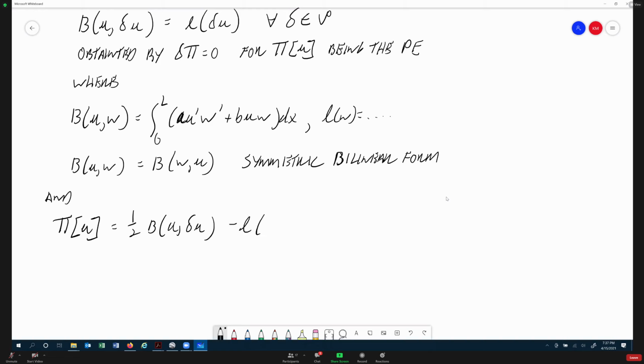Minus L(u). This is the potential energy function. So put a double star here. Now we have to verify that.